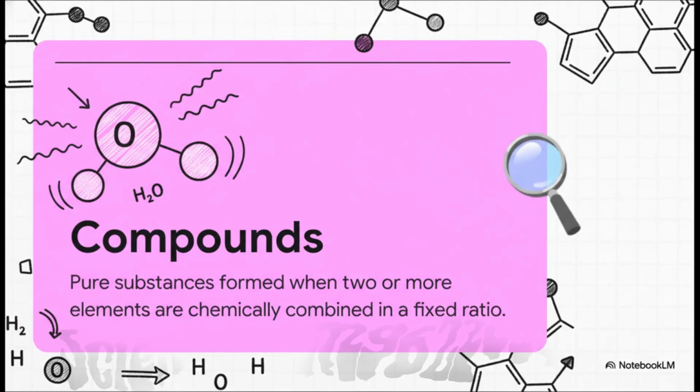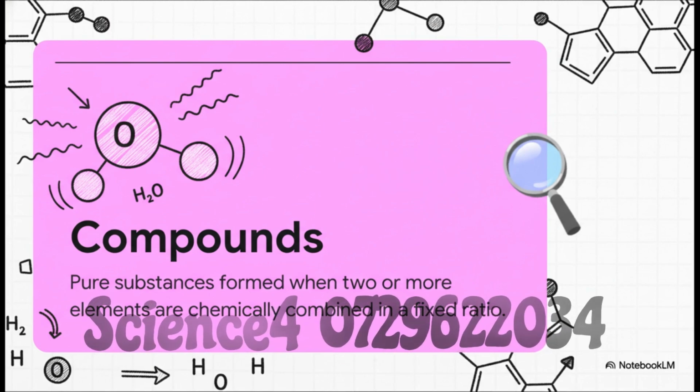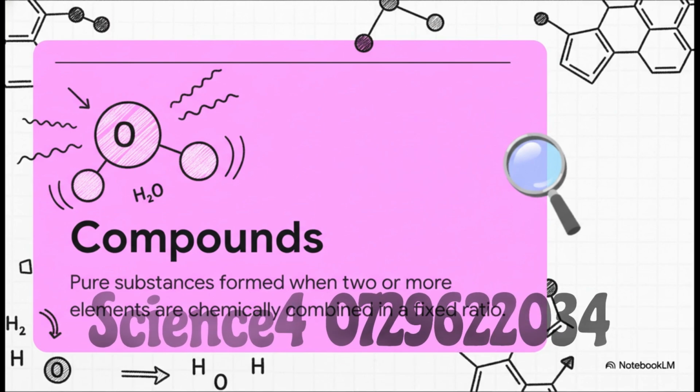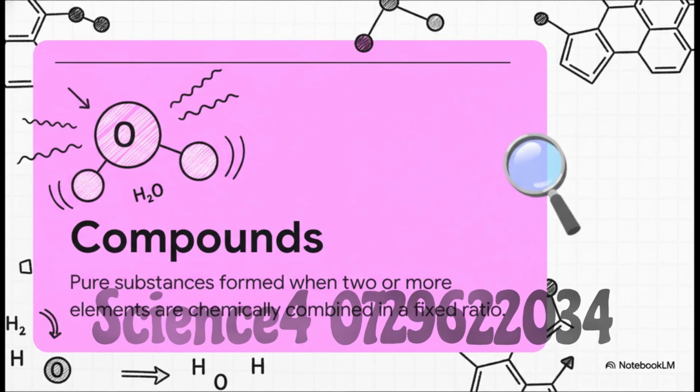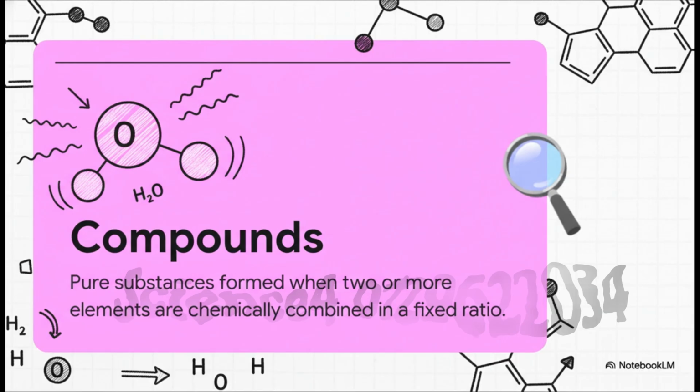But here's where the real magic happens, when these elements start teaming up. They can combine chemically to form compounds. Take water, for example. It's made from two elements that are normally gases, hydrogen and oxygen. But when they bond together chemically, they create a totally new substance, a liquid, with completely different properties.